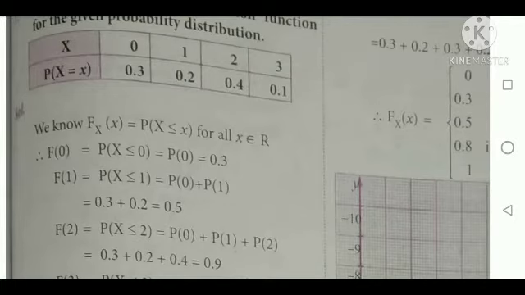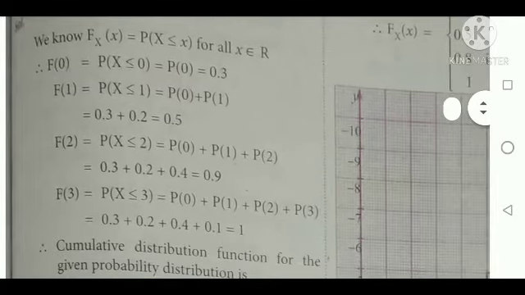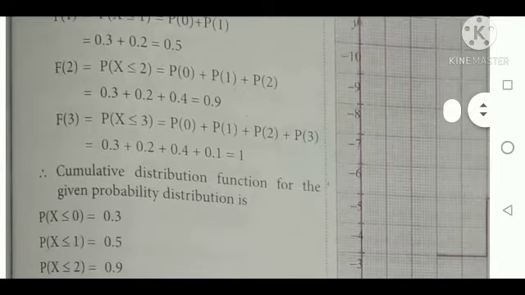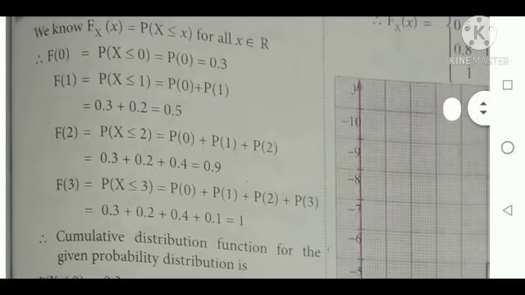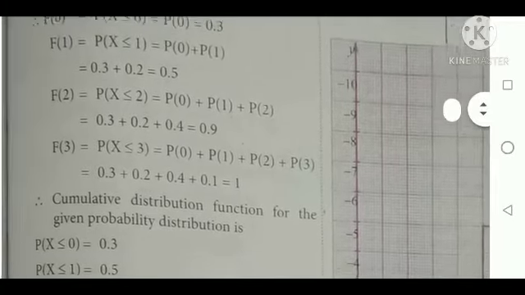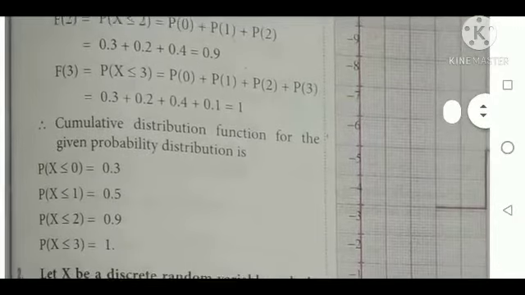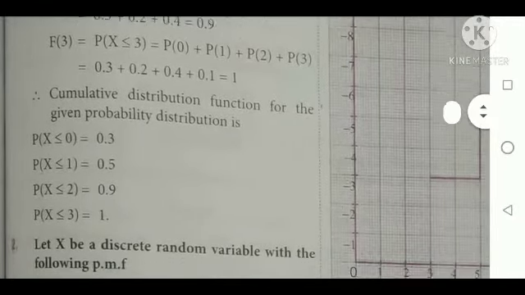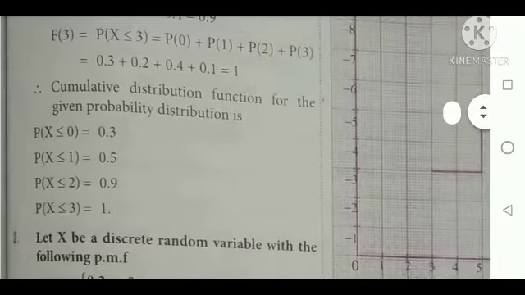This is the condition. So here also we are getting F of 3 equal to 1. This is the cumulative distribution function for the given probability distribution. So P of X less than or equal to 0 is 0.3, we derived the answer. Likewise, P of X less than or equal to 1 is 0.5, P of X less than or equal to 2 is 0.9, and P of X less than or equal to 3 is 1. So this is the cumulative distribution function.